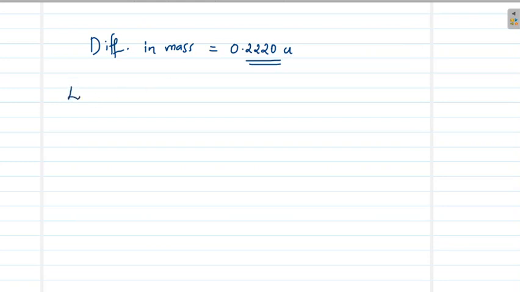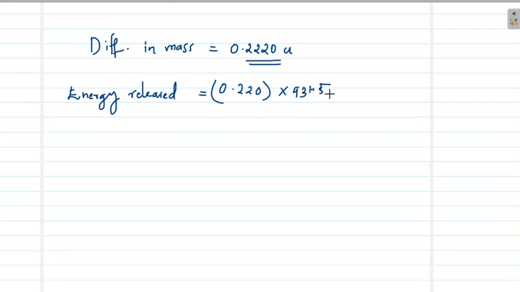So what will be the energy released? Energy released will be the mass difference into c², that is 0.220 into 931.5, which is the conversion of atomic mass unit into mega electron volt, and this will yield approximately 206.7 mega electron volt.